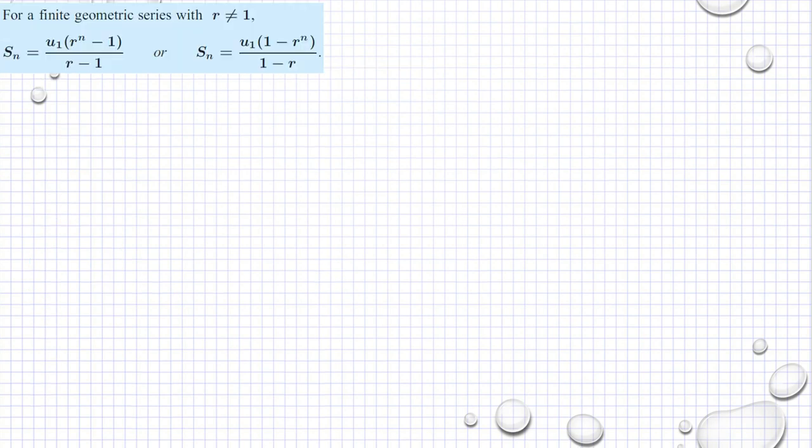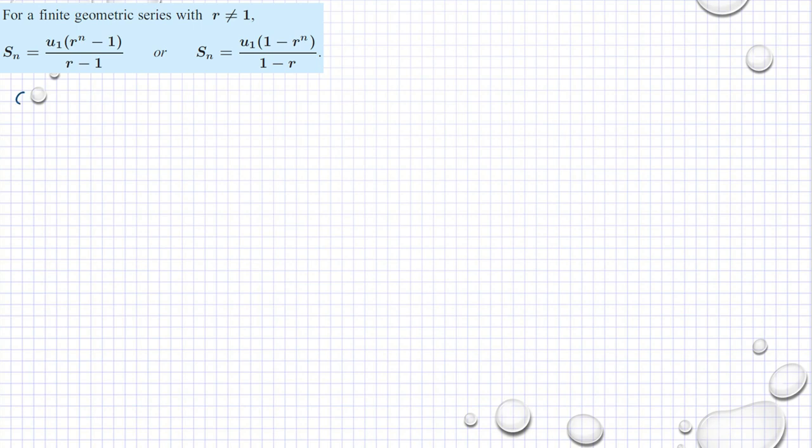Okay, in finding the sum of a geometric sequence, S sub n is equal to u sub 1 multiplied by r raised to n minus 1 divided by r minus 1. We're going to prove that. I'm going to show you a proof of that.